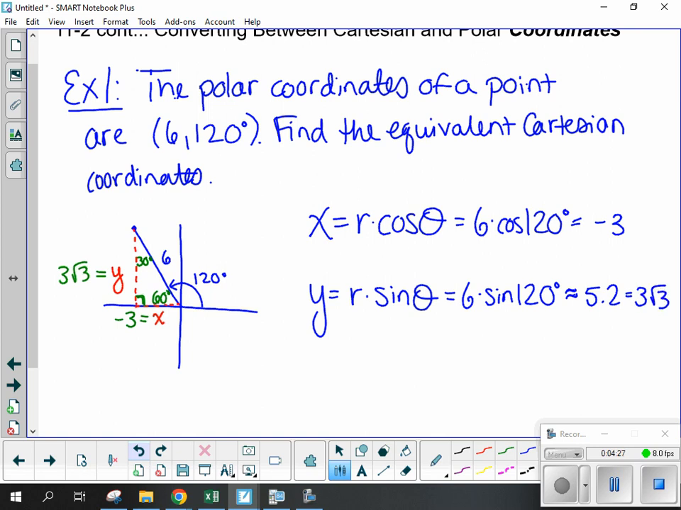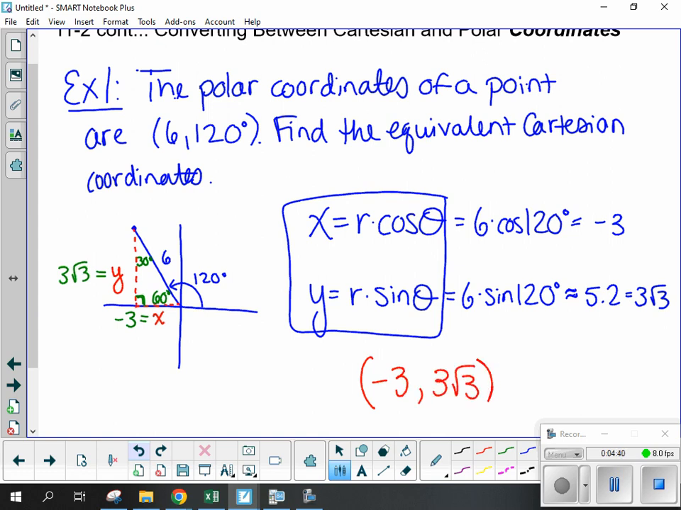So if there's no specification, or maybe it's not a special right triangle, you're going to use these 2 equations to help you. So the coordinates are, let's make sure we have a final answer here. Our x value is negative 3. Our y value, we'll use the exact one, is 3 times the square root of 3. Okay, and again, that's the easier method because we just have r and theta, and we have these equations that do all of that for us.